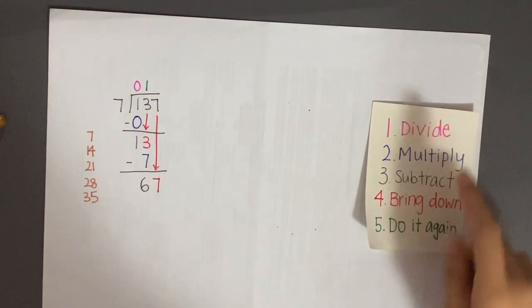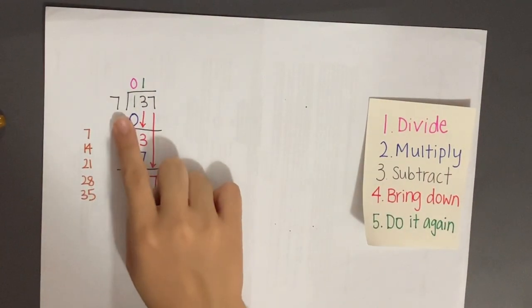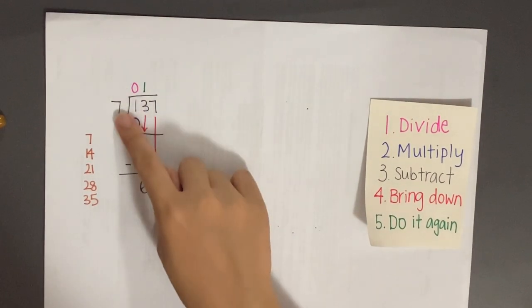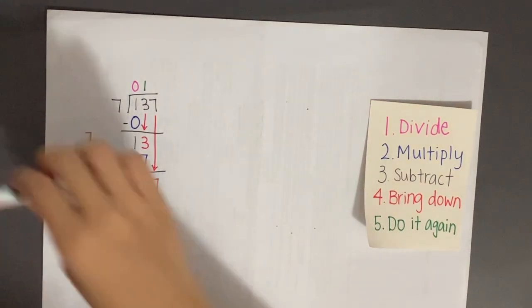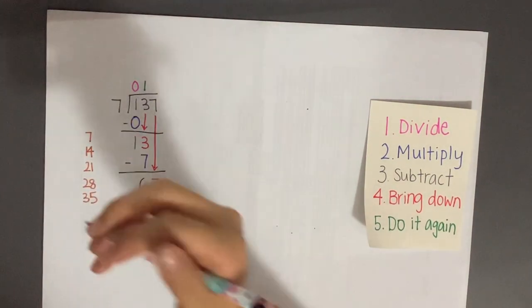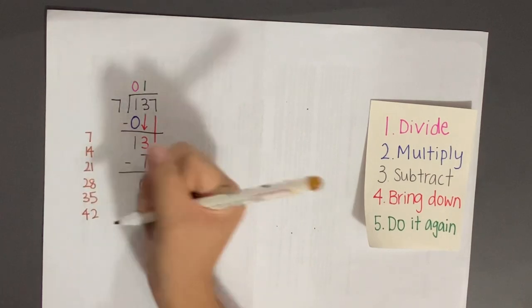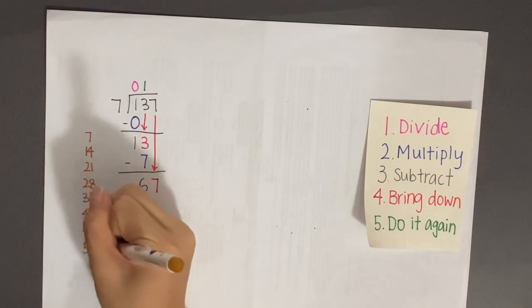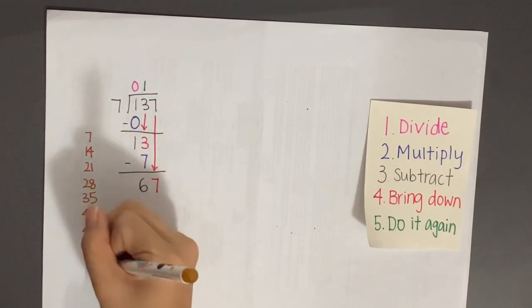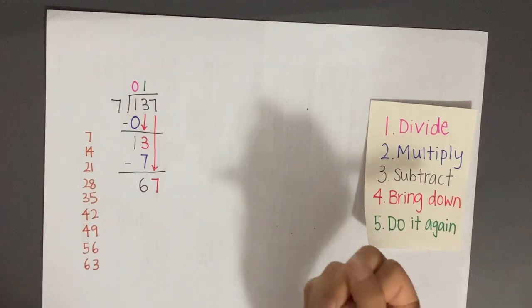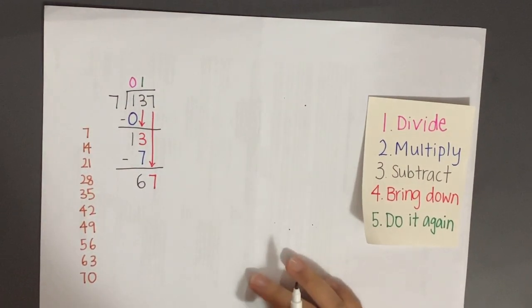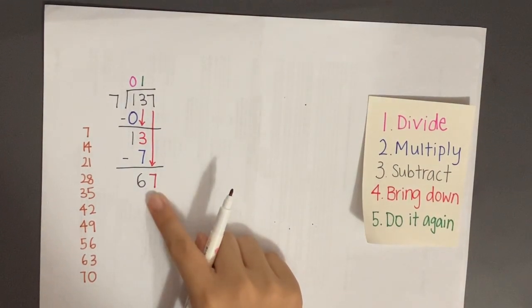Okay, and I do it again. I go back to divide. 67 divided by 7. Oh, this number is really big. I'm not sure what is 67 divided by 7. So let's continue listing my multiplication tables of 7. After 35, I have 42, 49, 56, 63, 70. So which number is smaller than 67 but the closest to 67 that can divide by 7?